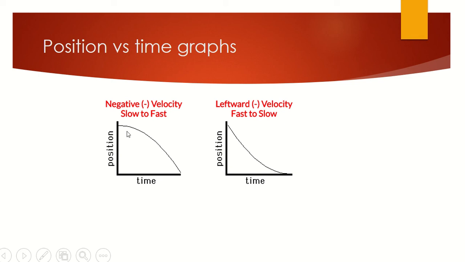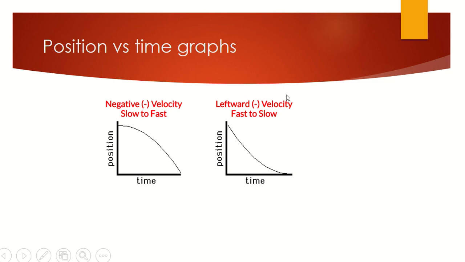Now, as time elapses, what happens to this negative velocity? The line is getting steeper and steeper. So this is actually an example of an object undergoing negative velocity, but with also negative acceleration. As it's going along, it's accelerating faster and faster in the negative direction. So this is an example of negative velocity with negative acceleration.